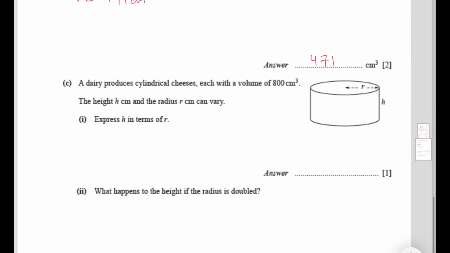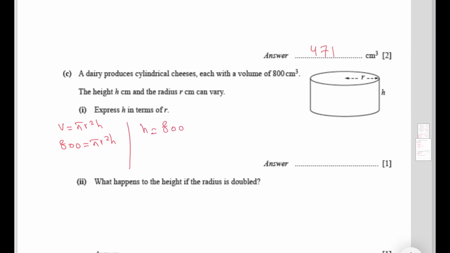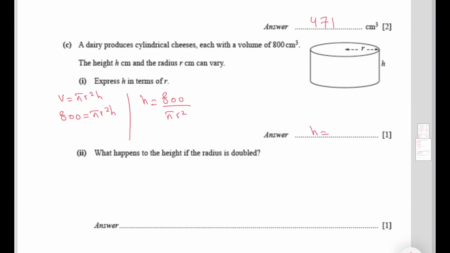The next part says a dairy produces cylindrical cheeses, each with a volume of 800 centimeter cube. The height h centimeter and the radius r centimeter can vary. Part 1 says express h in terms of r. That means the formula for this would be volume is equal to pi r square h. In this case, the volume is given to us, which is 800, equal to pi r square h. We just have to make h the subject, so everything goes to the other side. So h becomes 800 divided by pi r square. That's your answer. You write it over here. h equals 800 over pi r square.